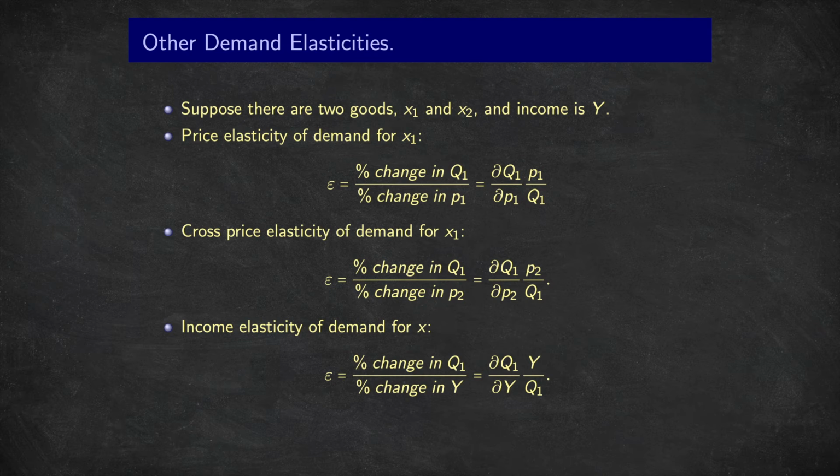Another type of elasticity is called income elasticity of demand for a good. In this case, we could say the elasticity of good 1 with respect to income is defined as the partial derivative of demand for good 1 with respect to income, multiplied by the ratio income divided by the demand for good 1. So this tells us the responsiveness of your demand for that good as your income increases by a certain percent.